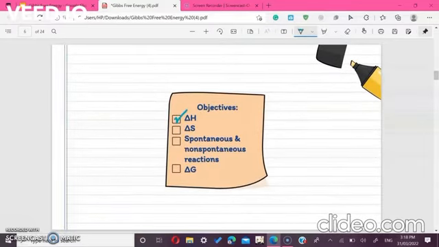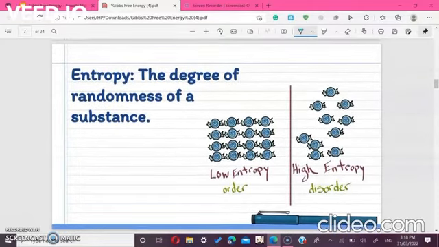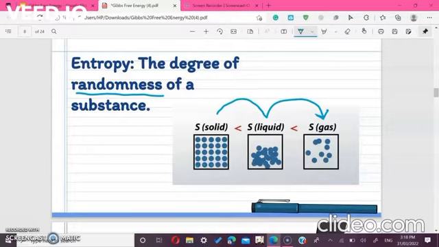We're done with delta H. Now let's move on to delta S. Delta S is entropy. Simply, it is the degree of randomness of a substance. Let's talk about the 3 states of matter: solid, liquid, and gas. As we move on from solid to liquid to gas, what happens to the particles? In solid, the particles are close to each other. They are organized. How about the randomness in solid? There's no randomness since the particles are organized. They are close to each other.